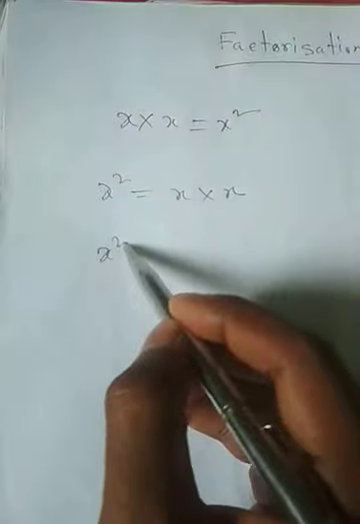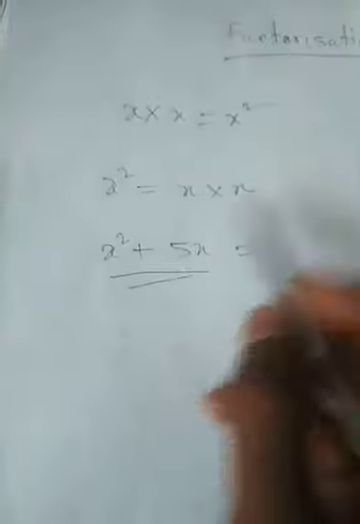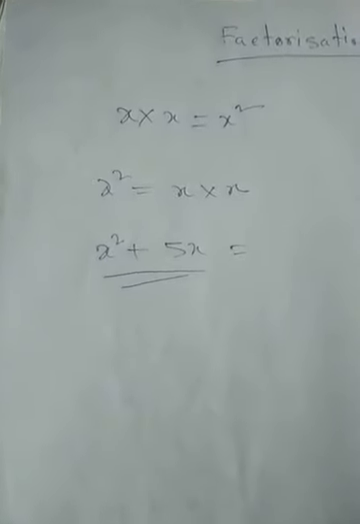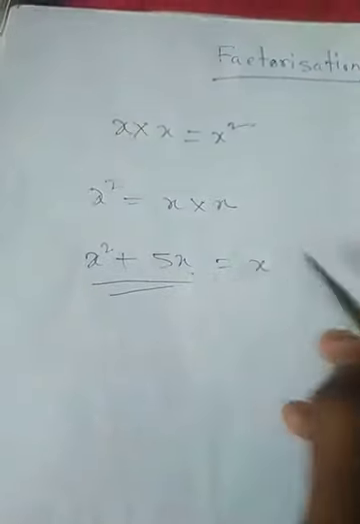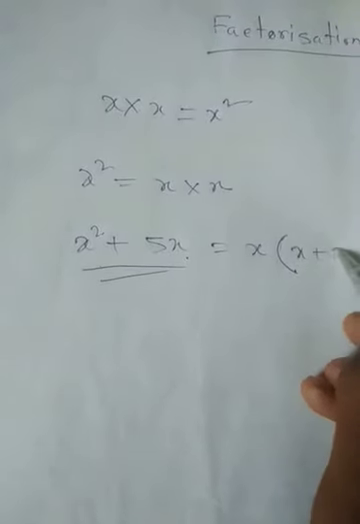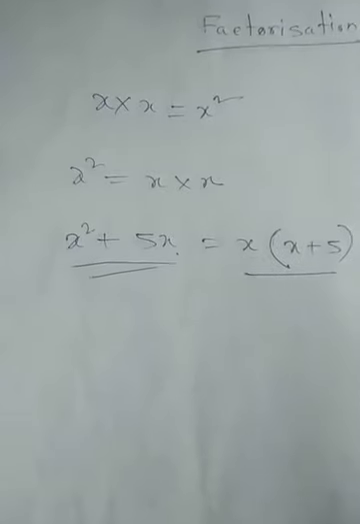If there is an equation like x square plus 5x, you have to factorize it. That means you have to write it in the multiplication form. That means you have to take the common here. In both terms there is an x, so I am taking the common x, so that becomes x into x plus 5. This is called factorization.